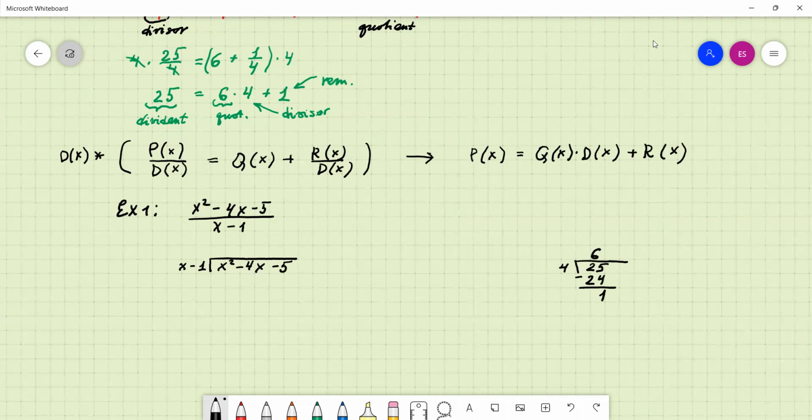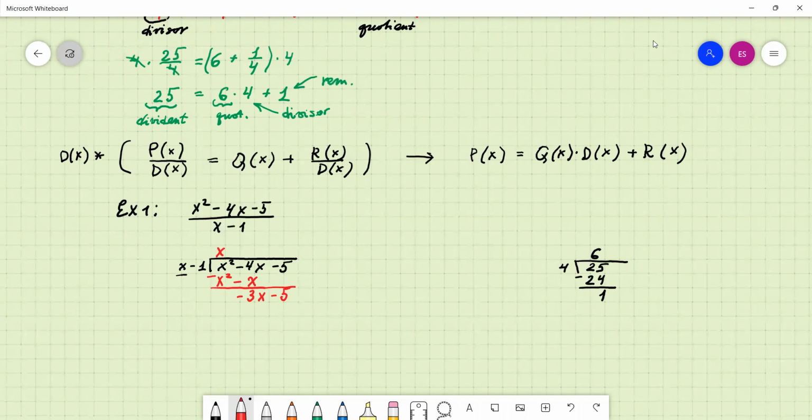I'm going to do the same with polynomials, just by what I'll need to multiply this x to get x squared. Well, by x, right? I'm going to multiply it by x. What does it mean? I'm going to have x by x, which is x squared, right? And x by -1 is minus x. Now I'm going to subtract like I usually do over here, right? Well, x squared minus x squared is 0, minus 4x minus minus x. Because we are subtracting, there are two minuses. It's going to give me minus 3x, and I'm going to bring minus 5 down.